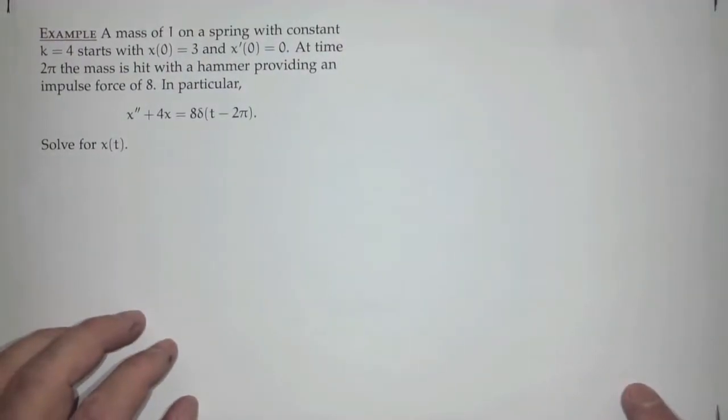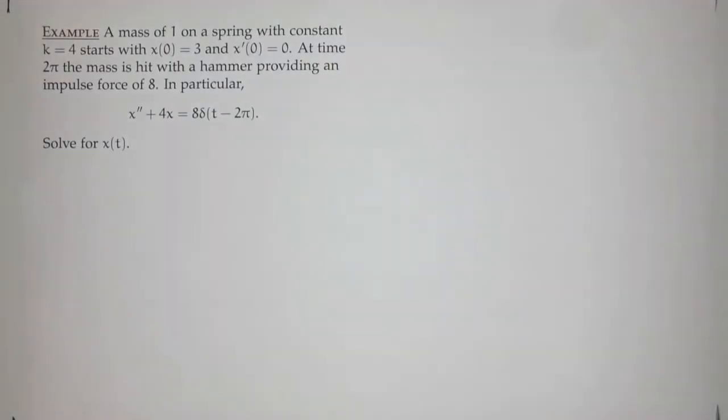Next example. A mass of 1 on a spring with constant k equals 4 starts with x of 0 equals 3 and x prime of 0 equals 0. And then at time 2 pi, the mass is hit with a hammer. And it's going to provide an impulse force of 8. So in other words, there's this external force that happens. It's an instantaneous force that kicks in at time 2 pi. And when I say kicks in, it just for that one moment, there's an impact.